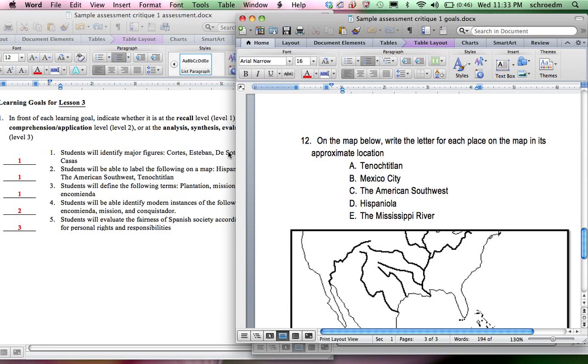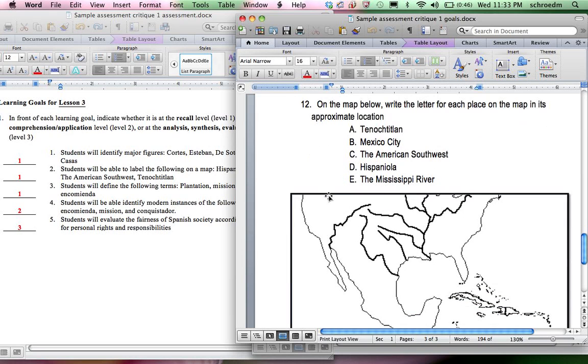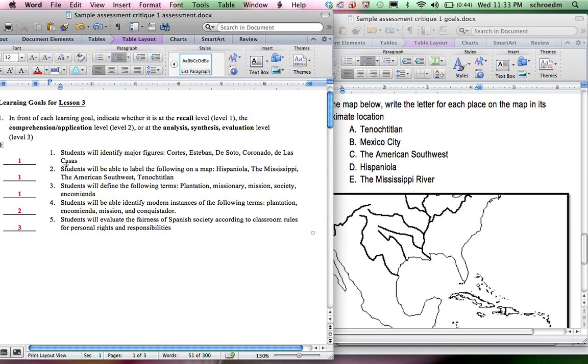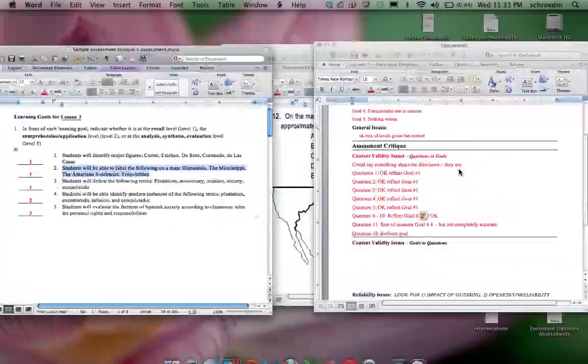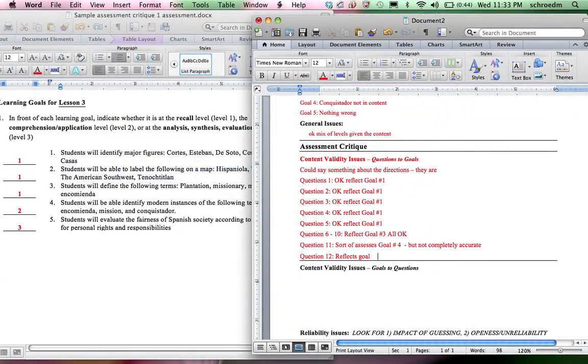So finally, the last question is 12, and I have a map, right? And I want them to label the locations on a map. When I look at my goals, this is goal number 2, so that's good. However, Mexico City was not in my goal. So when I write it down, I would say question 12 reflects goal number 2. Oops, I guess I have that there. I just didn't highlight it. Goal number 2, but Mexico City is not in the goals.